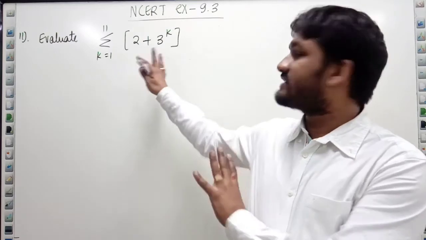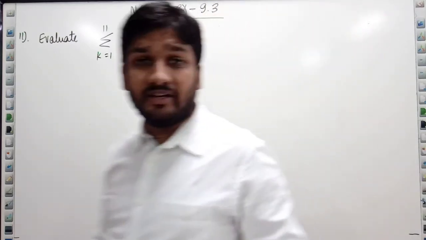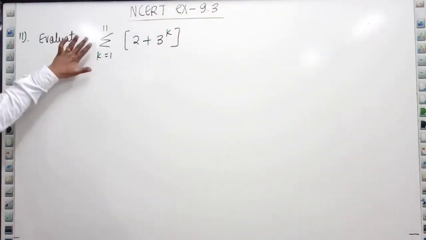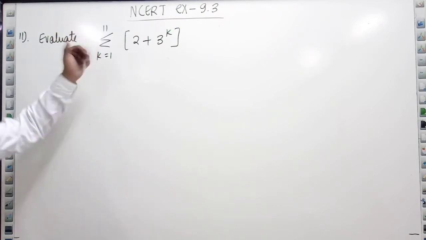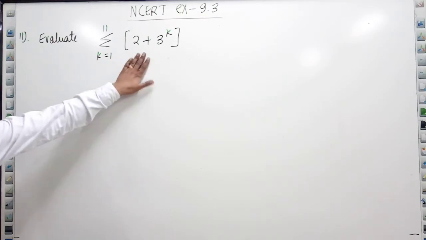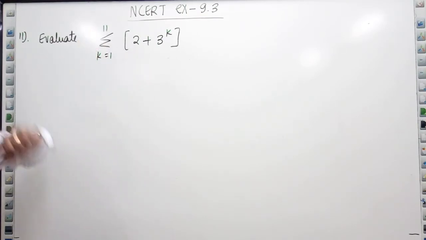Now next is question number 11. We need to calculate this, whatever is given here. Why have I taken this question? Because of the summation sign. Students are generally confused by this thing. This summation means the addition of terms from k equal to 1 to k equal to 11.